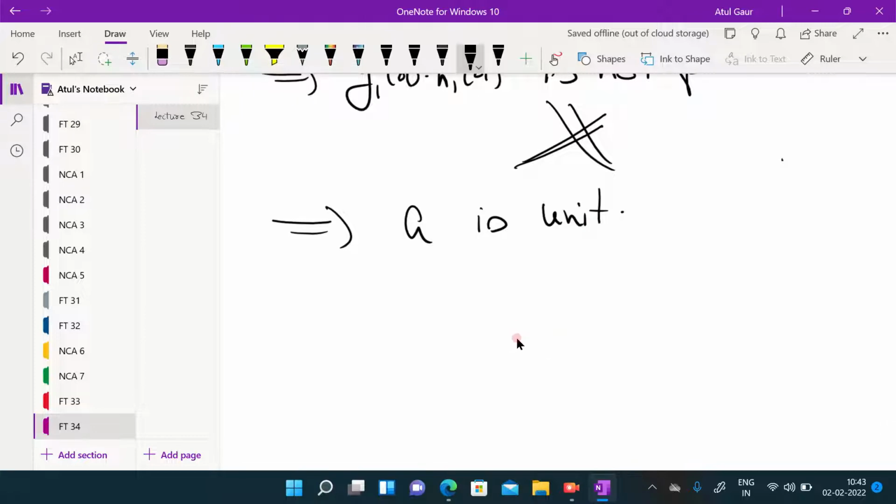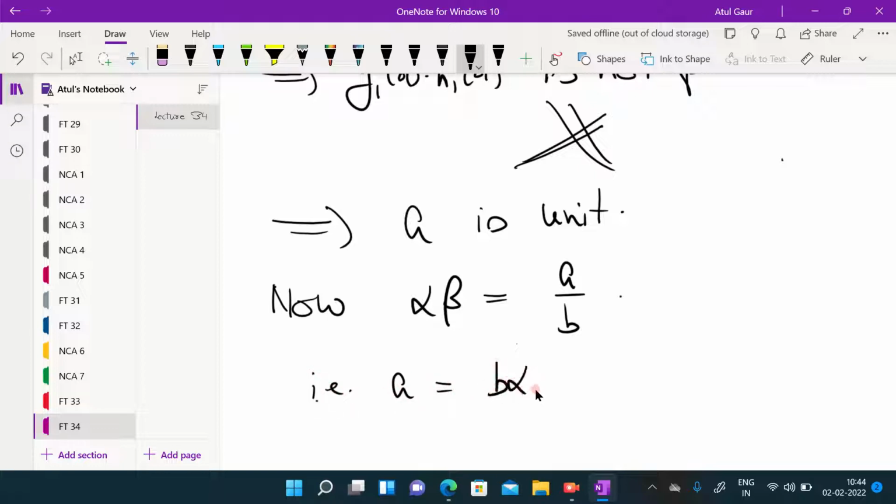Now go back to alpha beta. Alpha beta था आपका, this is a by b, so that simply means a equals b alpha beta, right? So this is a unit in A. All right. So fine.